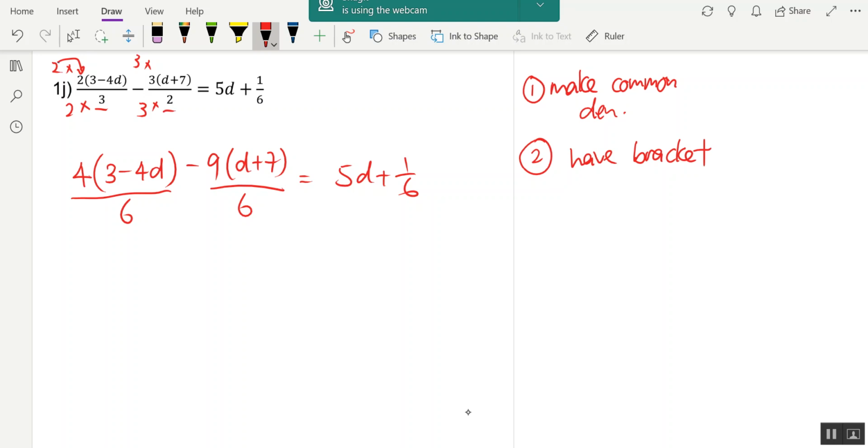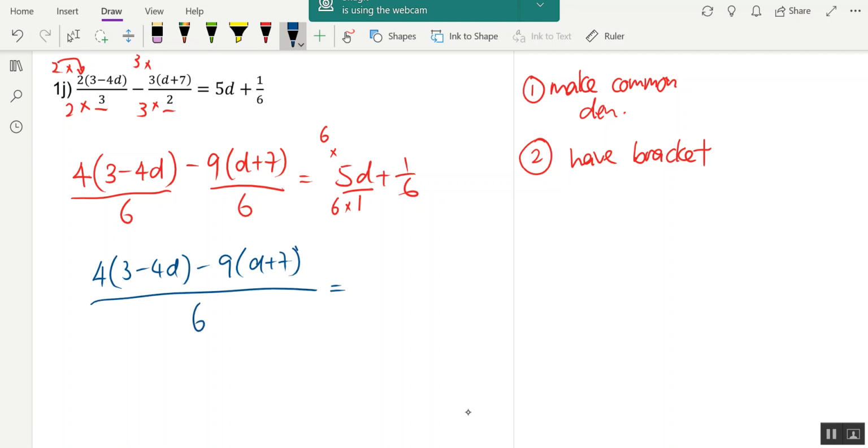Now, if for the 5d you feel that, because this is over 1, changing this to 6 will be better for you, it's also okay. So multiply by 6, multiply by 6. Sorry, I should have used the blue ink. So I will have 4, 3 minus 4d minus 9 bracket d plus 7 over 6 equals to 30d plus 1 over 6.